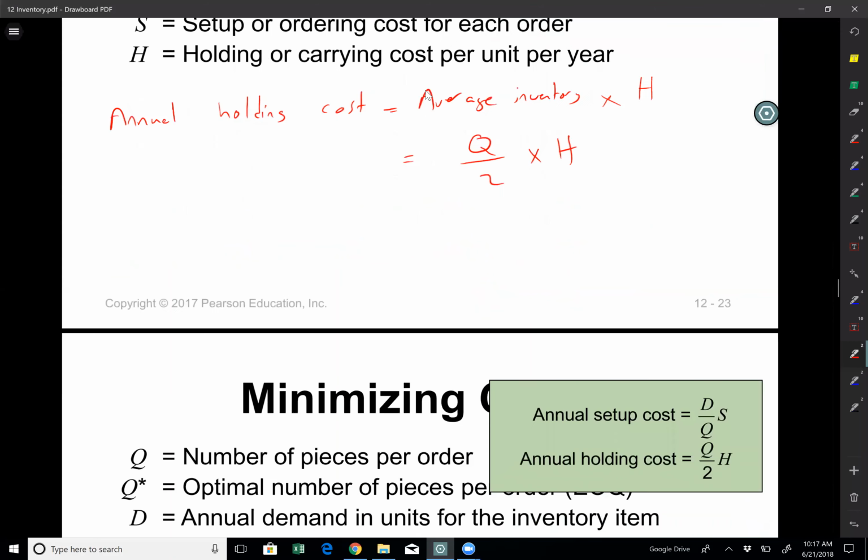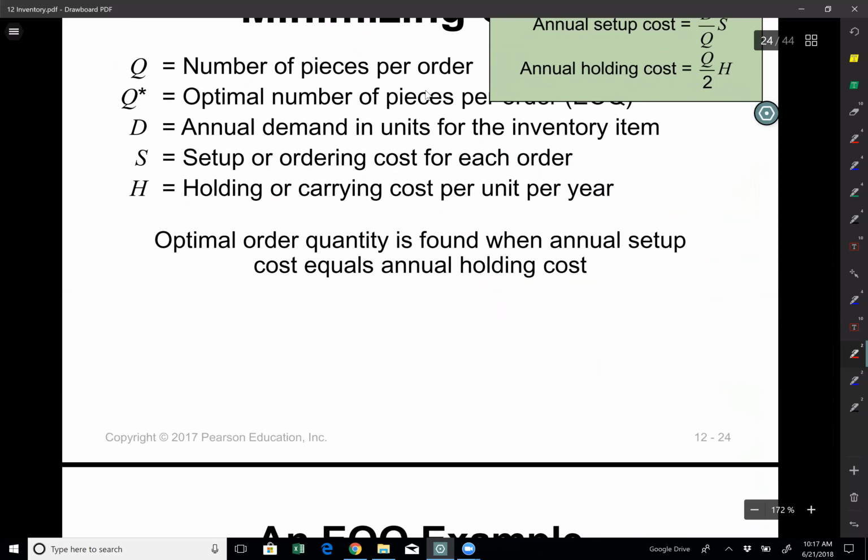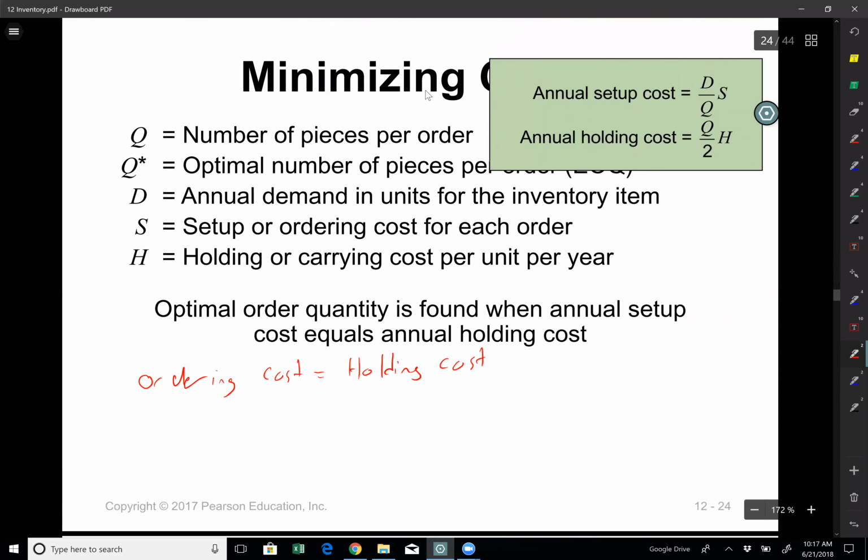So we graphically show how to calculate the lowest total cost. We say that the lowest total cost is where ordering cost and the holding costs are equal. Okay, so if I plug in these two formulas right here, D over Q times S is equal to Q over 2 times H.